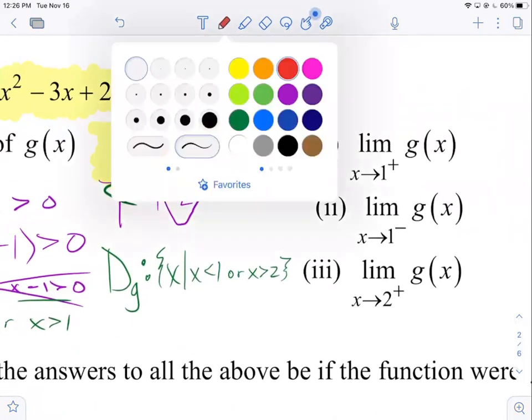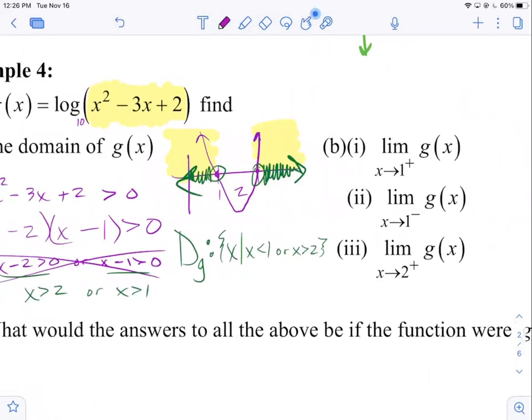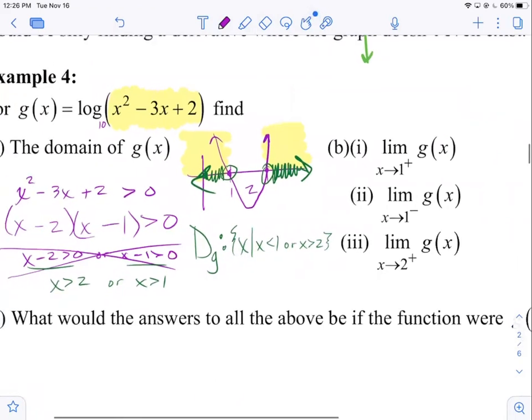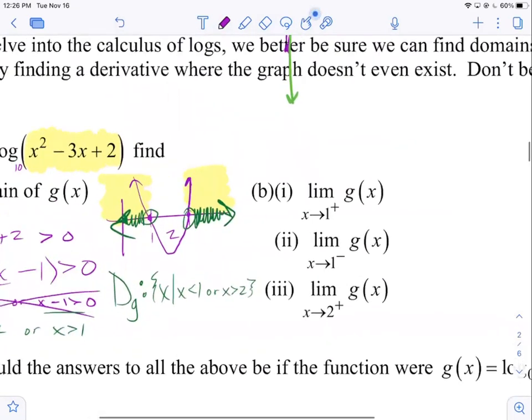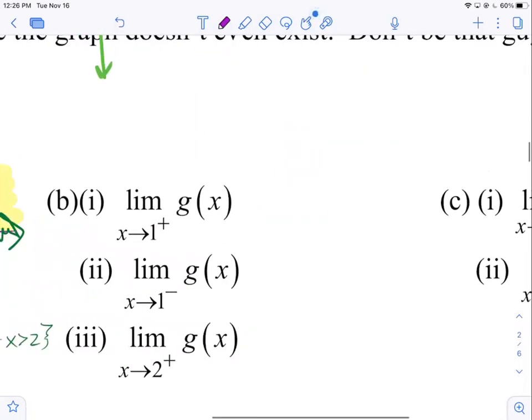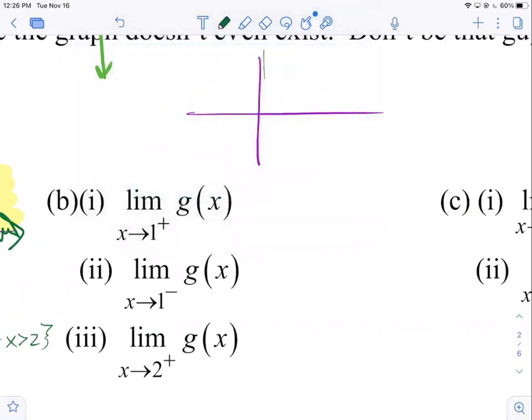As I approach 1 from the right, what does direct substitution give us? 1 minus 3 is -2. -2 plus 2 is 0. Yeah, we know that 1 is one of the zeros. So it gives us a 0 in here. What's log of 0? Log of 0? No, it doesn't exist. Right. Okay. So this is why logs are so freaking awesome.